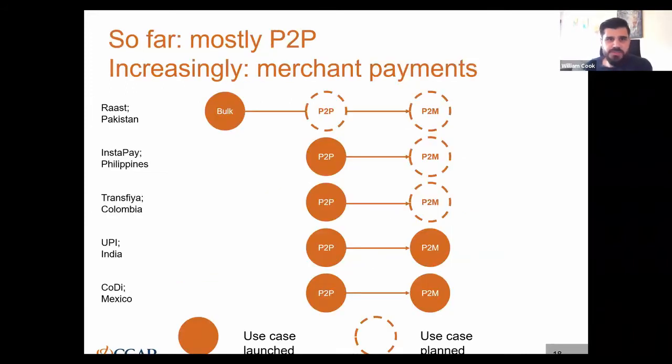But increasingly, we're seeing these systems migrate towards merchant payments as a second or third use case. So India and Mexico have already launched solutions, but you see Colombia, Philippines, Pakistan, multiple of the schemes mentioned on previous slides, and others in Africa, all looking towards merchant payments as this next upcoming use case. So we just wanted to say a few more words about this topic because we think it's very relevant to some of the conversations that are happening, especially across Africa, but really globally today.